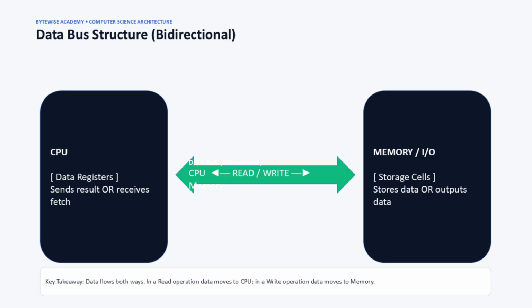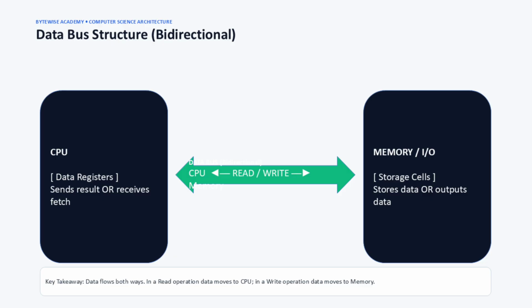This time, the data registers place the result onto the data bus. The information travels from the CPU to memory, where it is stored in the appropriate memory location. Notice that the same data bus was used in both examples. The only thing that changed was the direction of travel.